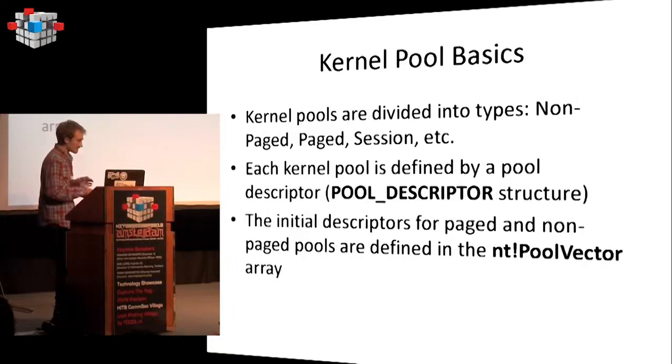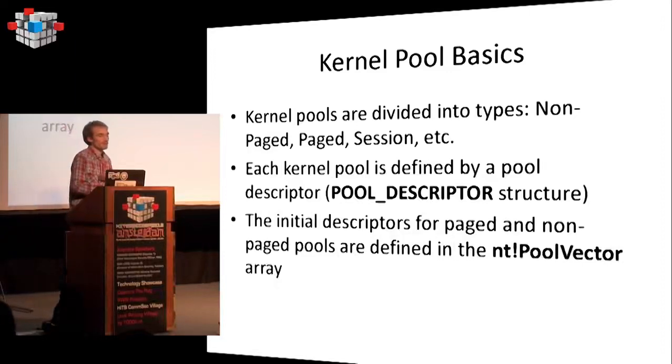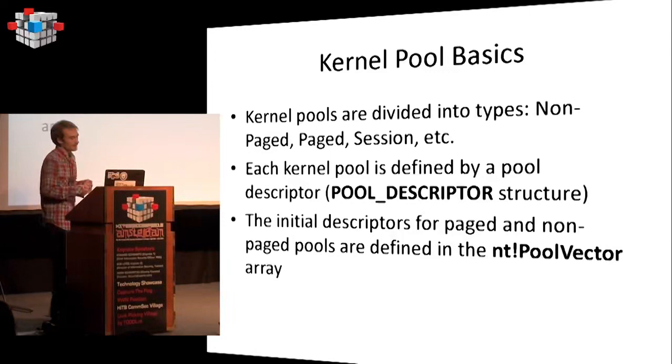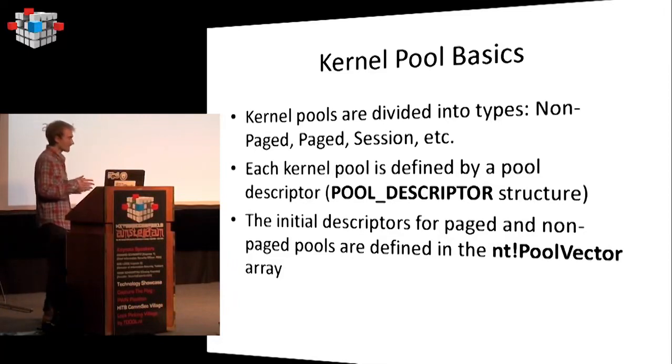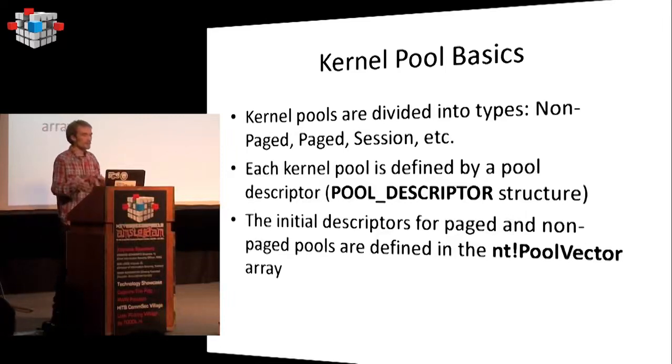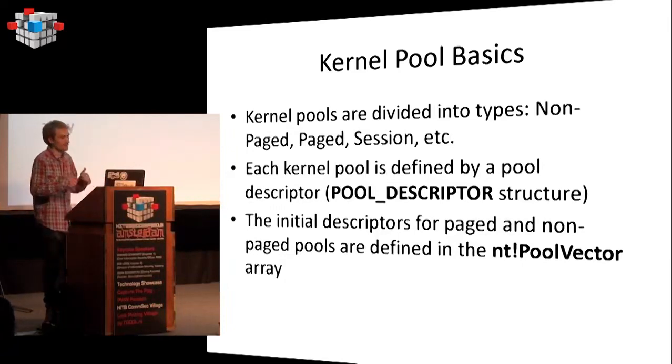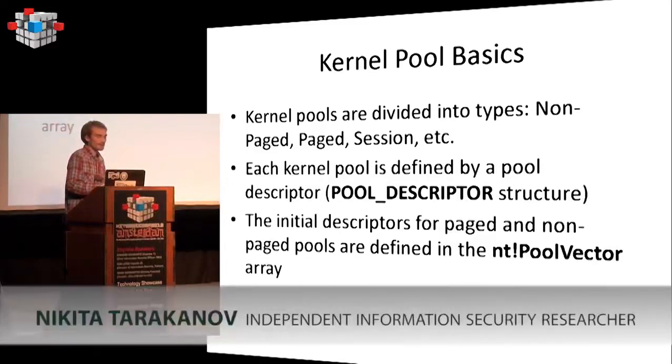So we start with some basics. Basically, kernel pool is just a heap but in kernel land. I'm curious why Microsoft calls it pool. Actually, it's heap, but okay, pool. The major difference from userland heap is that there are different types of memory. There are non-paged pool, paged pool, session pool, and each pool is described by a structure. These are stored and defined in a vector array.